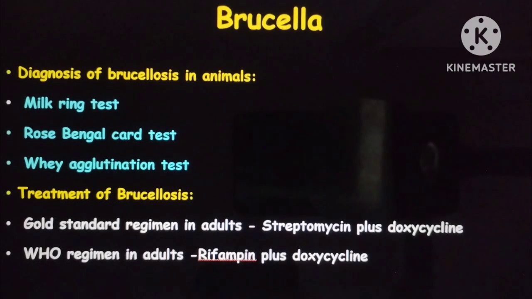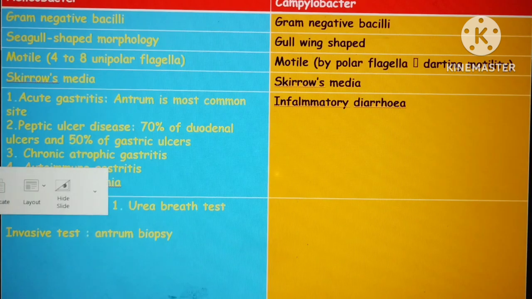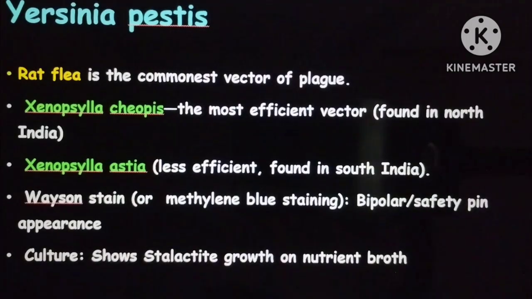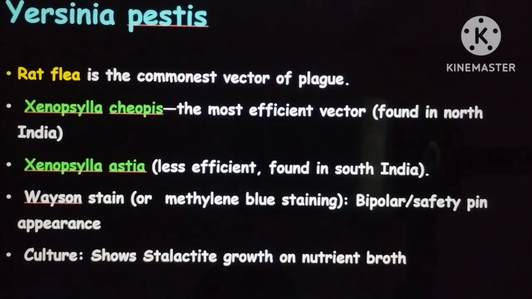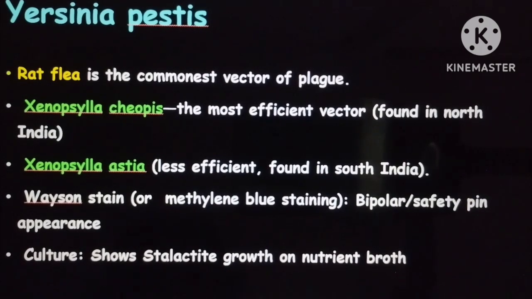Coming to Yersinia pestis. So first, what is the vector? It is the rat flea, Xenopsylla cheopis for North India, and Xenopsylla astia for South India. The specific stain called Wayson stain shows a bipolar safety pin appearance, and it also shows a stalactite growth on nutrient broth. Another stalactite appearance is seen in Bacillus anthracis.